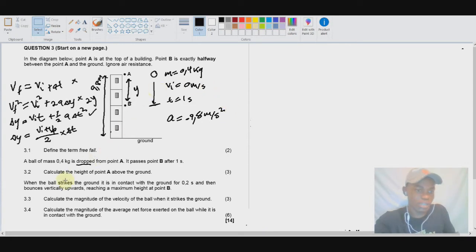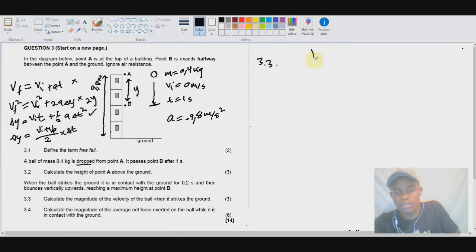Well, now we jump into question 3.3. When the ball strikes the ground, it is in contact with the ground for 0.2 seconds and then bounces vertically upwards, reaching a maximum height at point B. I like to draw this one, to indicate what is actually happening with the ball.